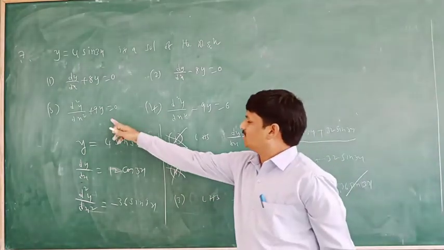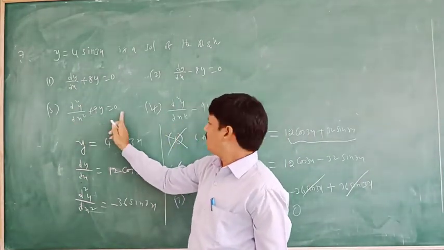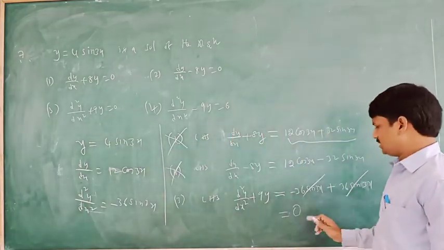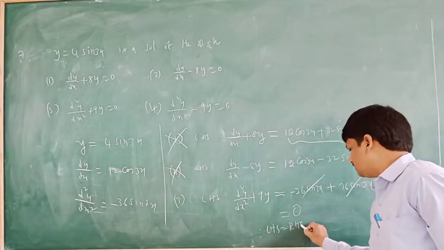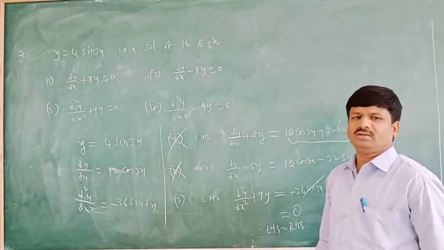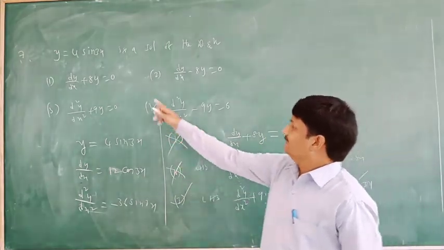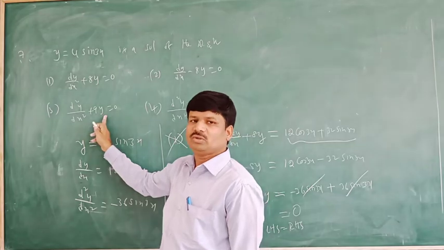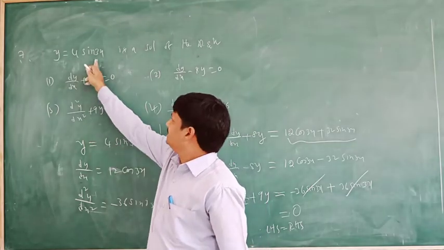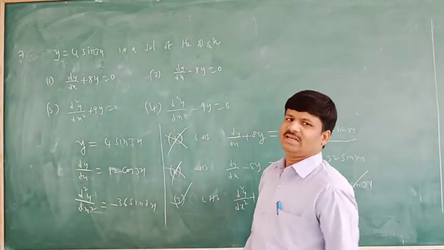That means, for the third option, d square y by dx square plus 9y, I am taking the left hand side value and I got the right side value 0. Yes or no? Therefore, LHS is equal to RHS. You got it, so the third option is our right option. That means it is a solution of this differential equation. Which type of solution? Particular solution. The given function is a particular solution of the given differential equation 3.